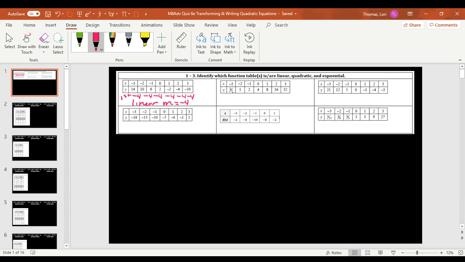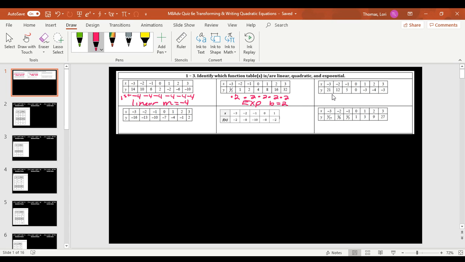In this second one, I can see real easily that these are being doubled each time. And anytime you are multiplying to get from term to term or output to output, we know it's going to be an exponential. So this is being multiplied by 2. It's doubling every time to get from output to output. So this has a constant ratio. So this is going to be exponential. And the 2 would be the b value of your equation. So again, that will help you write an exponential function.